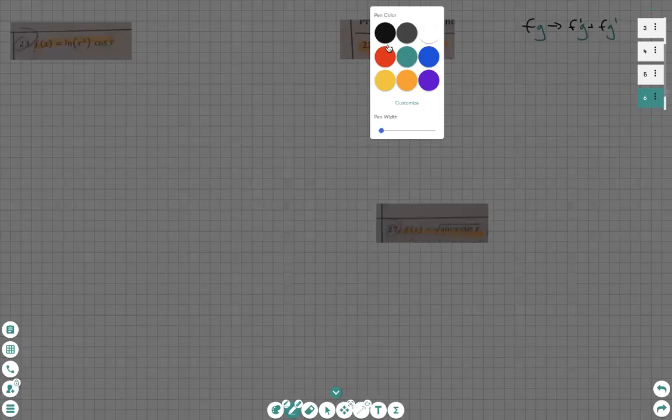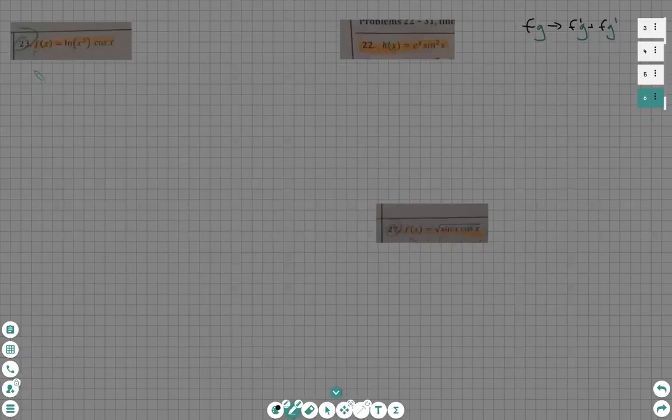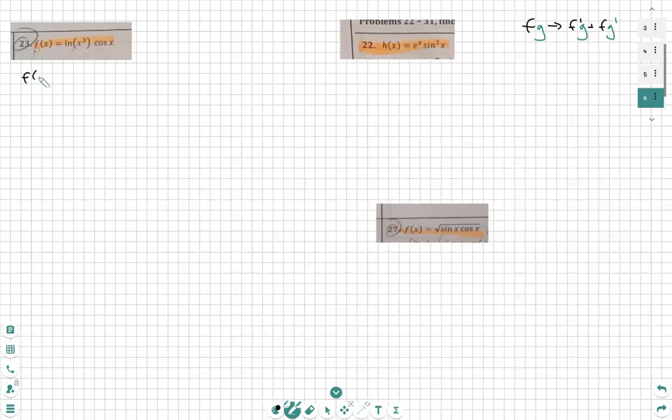That is all. The first thing I like to do is set up what f of x is and what g of x is, and then we'll find f prime of x and g prime of x accordingly. So f of x is ln of x cubed. g of x is cosine of x. Deriving cosine of x is simple: negative sine of x.